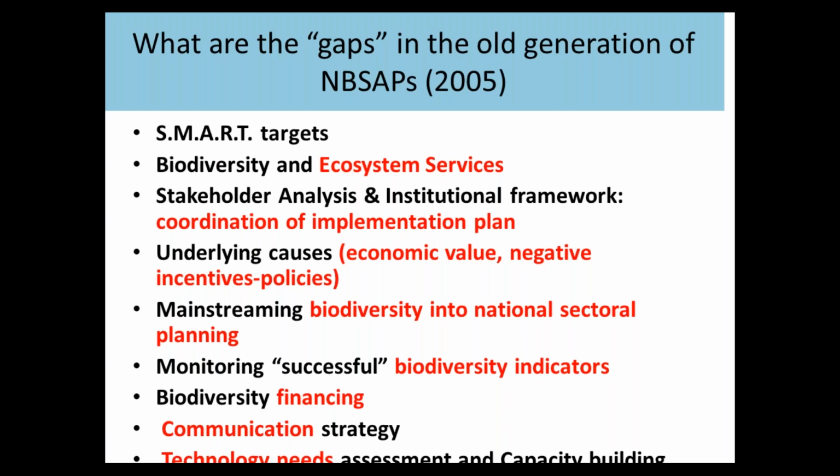They didn't address some of the underlying causes. They didn't recognize, for example, the economic value or the role of negative incentives. Mainstreaming biodiversity into other national planning did not feature particularly highly. The use of appropriate biodiversity indicators was not necessarily always there. Biodiversity financing was largely overlooked within the plans. Similarly, communication strategies and technology needs and capacity building were also lacking.